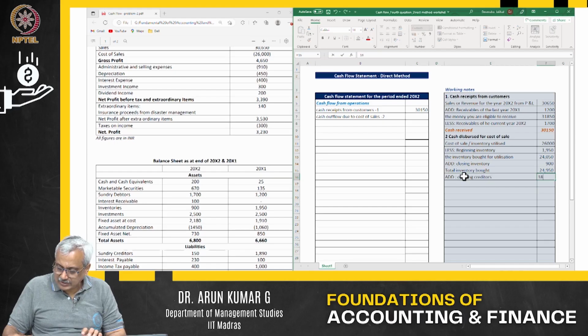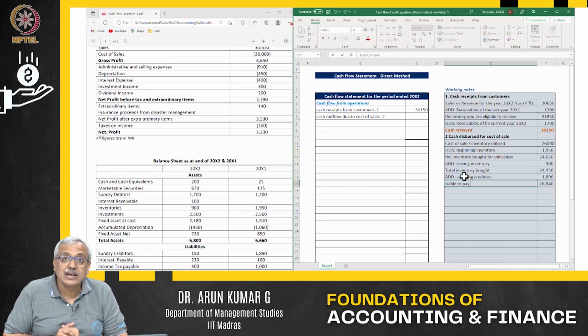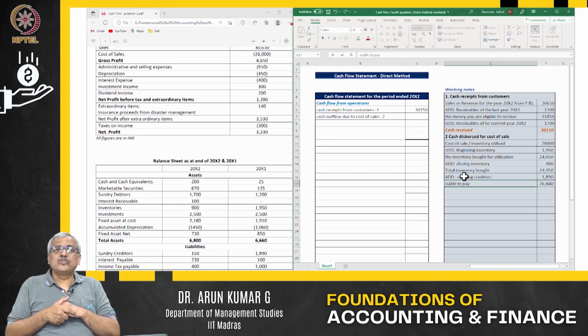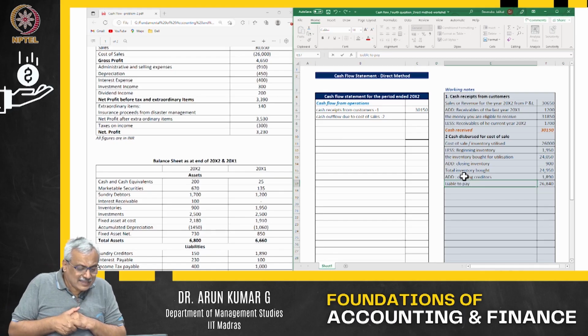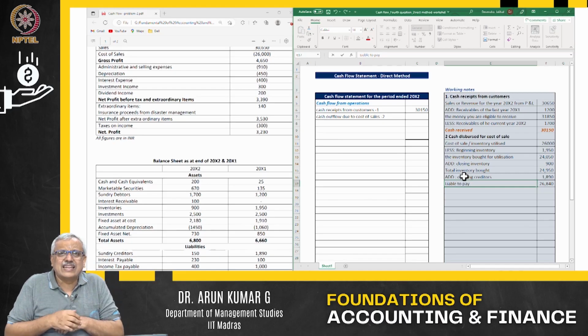That means how much do I have to pay? I am liable to pay, because I have to pay what is there in the beginning, due in the beginning. So, what am I liable to pay? 26,840. But I still see another 150 rupees still payable at the end of the year.